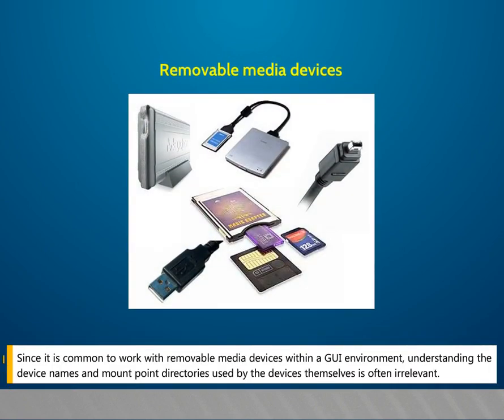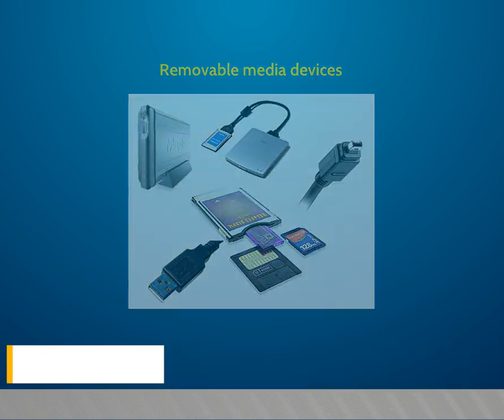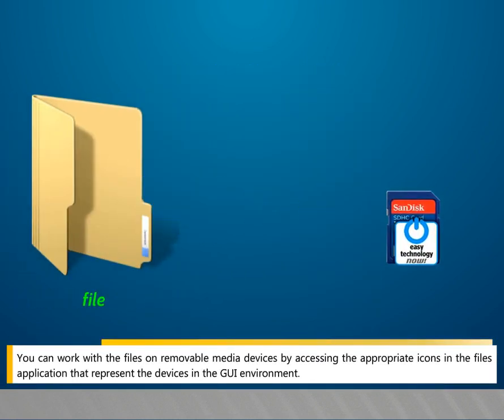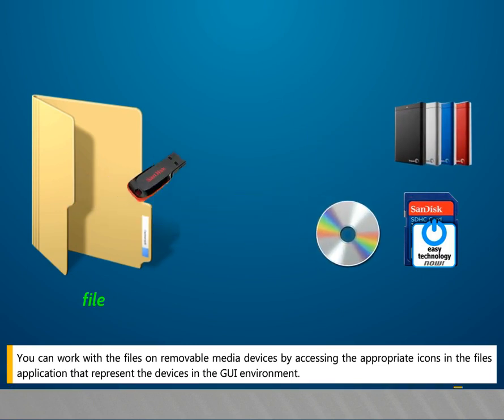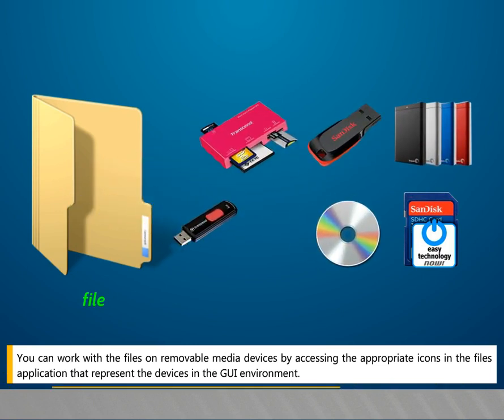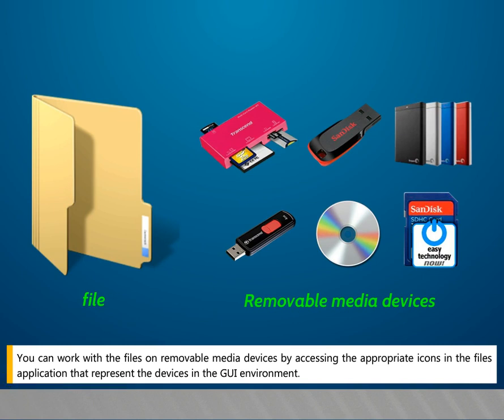Since it is common to work with removable media devices within a GUI environment, understanding the device names and mount point directories used by the devices themselves is often irrelevant. You can work with the files on removable media devices by accessing the appropriate icons in the Files application that represent the devices in the GUI environment.